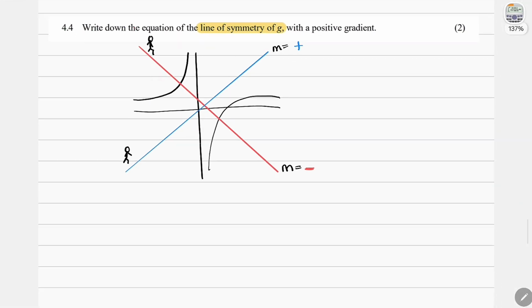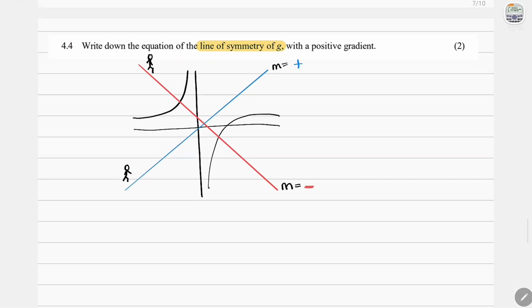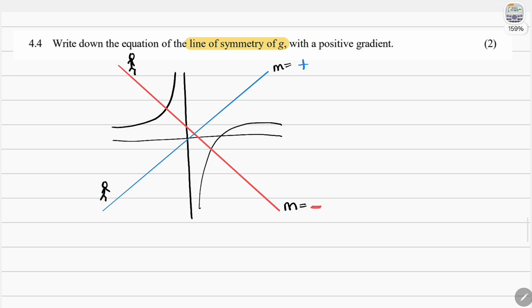Now, to remember the equation of the line of symmetry, it's very simple. If you remember the general equation of a hyperbola, you'll remember that equation. So the hyperbola's equation is y equals a over x plus q. The equation of the line of symmetry with a positive gradient is y equals x plus q. Done. Just that part. And then the one with the negative gradient is very simple, just y equals negative x plus q.